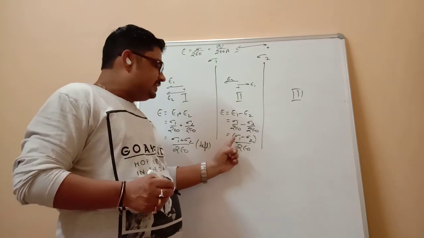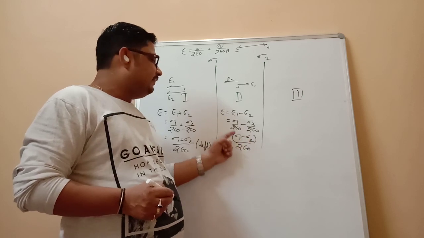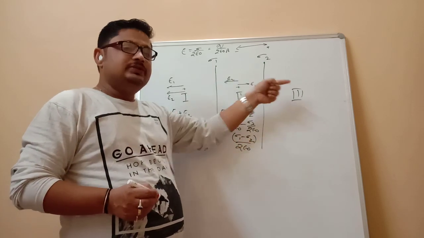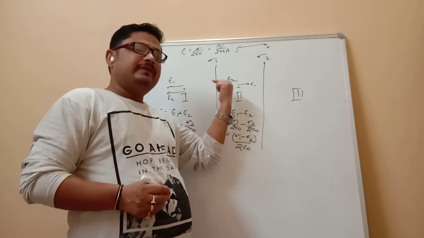Now, whichever is greater: if sigma 1 is greater than sigma 2, the electric field will be in the rightward direction. If sigma 2 is greater than sigma 1, the electric field will be in the leftward direction.